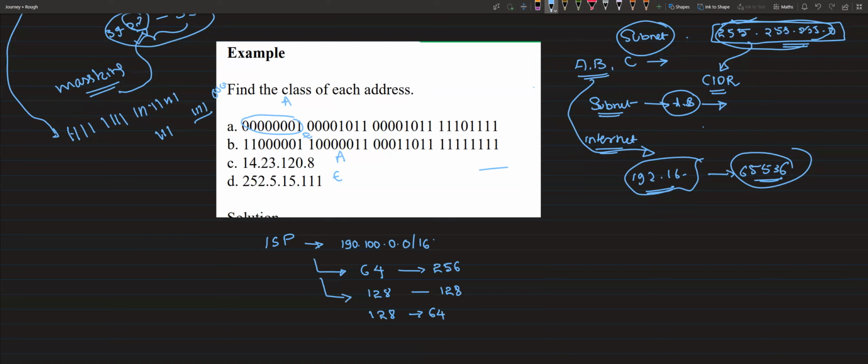So what is the requirement of group 1? They need 256 addresses. In terms of bits, that is log base 2 of 256, which is 8 bits. Out of the 32 bits we have in the address, 8 bits we want for representing the customers in group 1. So our subnet mask will be 24 bits, correct?